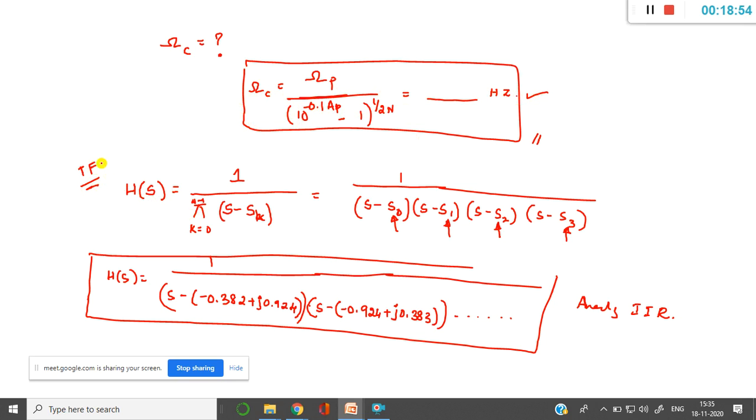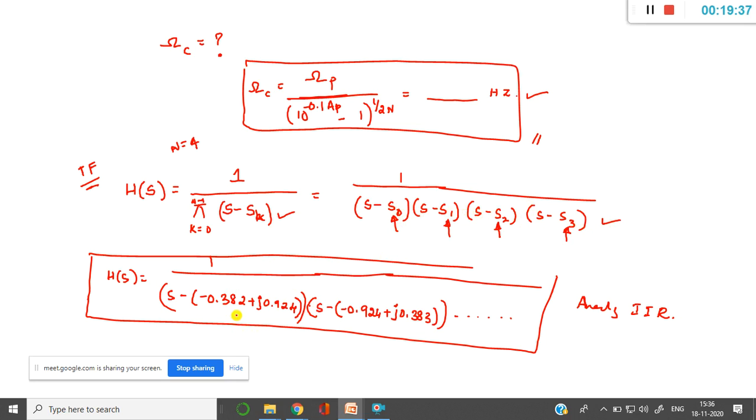Now, once again, what is to be identified? H of s. H of s is nothing but my transfer function. Since it is an all pole filter, there are no zeros in the numerator. Therefore, 1 divided by the product for k equals 0 to n minus 1 of (s minus sk). This is my standard formula to write any of the transfer functions here, right? Since k is running from 0 to n minus 1, and n we got as 4, therefore 4 poles exist in the denominator, that is s minus s naught, s minus s1, s minus s2, s minus s3, the 4 poles.